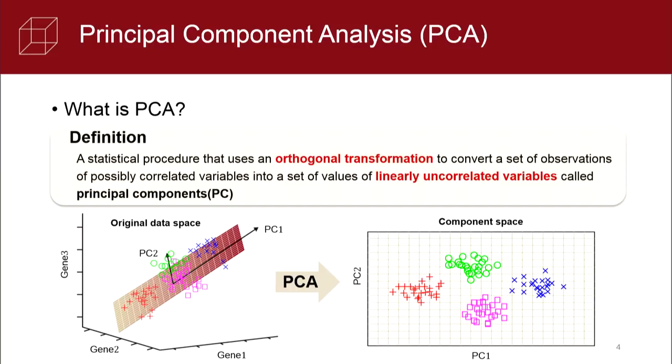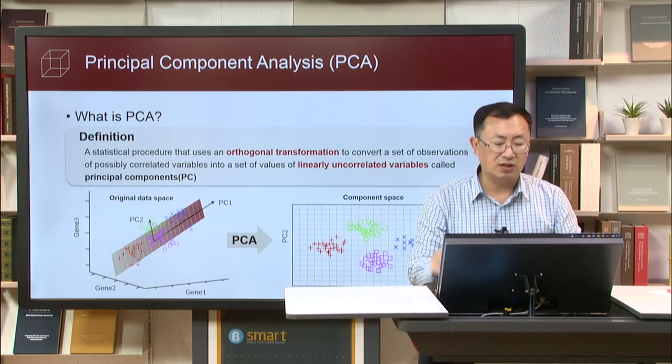So the formal definition of principal component analysis is as follows. It is a statistical procedure that uses orthogonal transformations to convert a set of observations of possibly correlated variables into a set of values of linearly uncorrelated variables called principal components. As we see, the principal components we derive are orthogonal to each other.